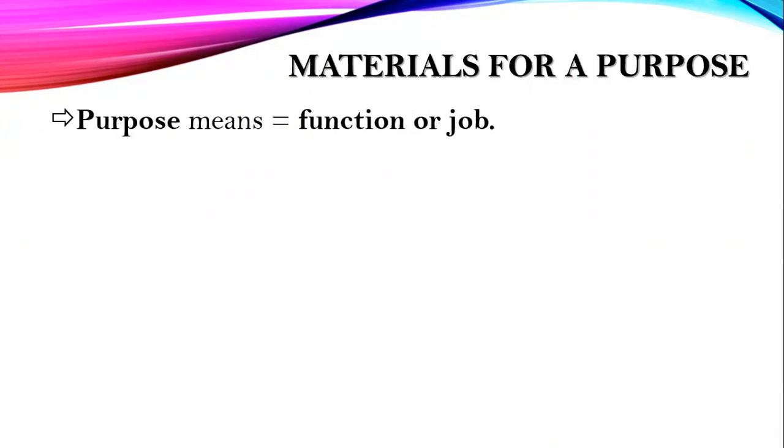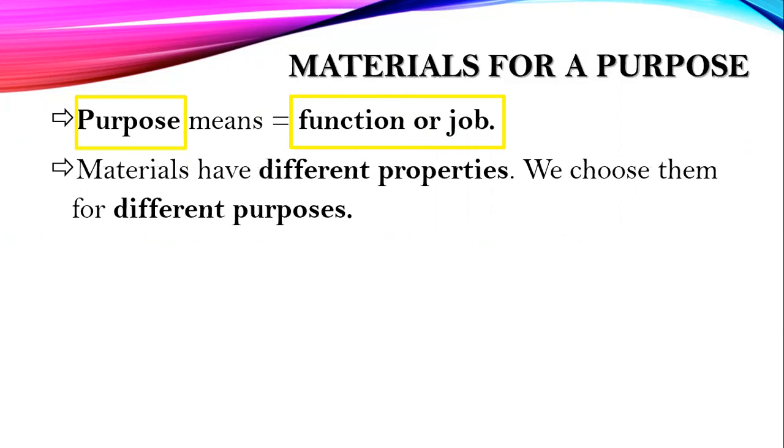Today, we are going to know a very interesting thing, which is materials for a purpose. What's meant by a purpose? Purpose means function or job. The word purpose means function or job. Let's know more by exploring the following examples. But first, did you know that materials have different properties? So we can choose them for different purposes.